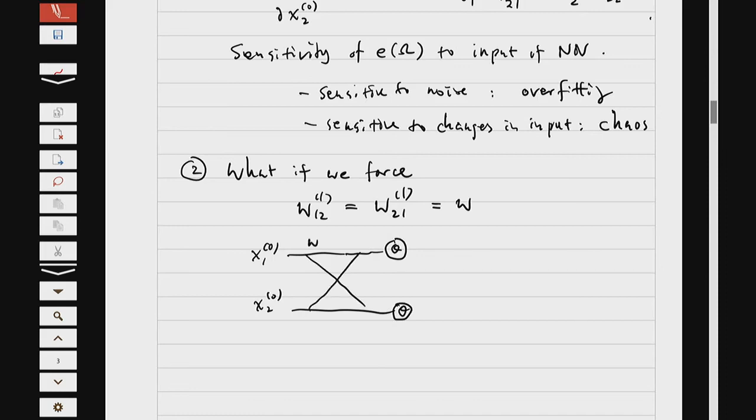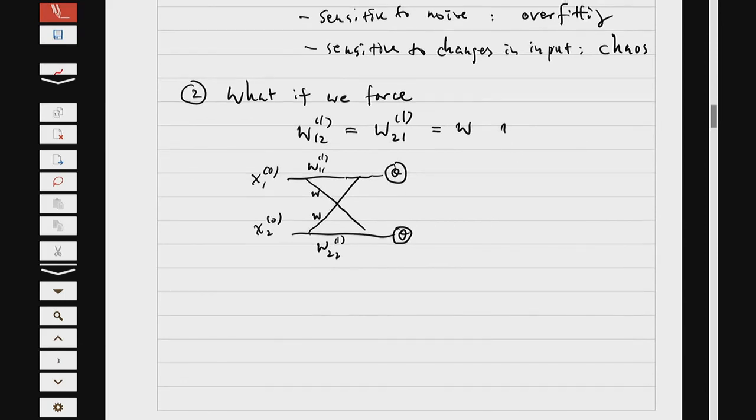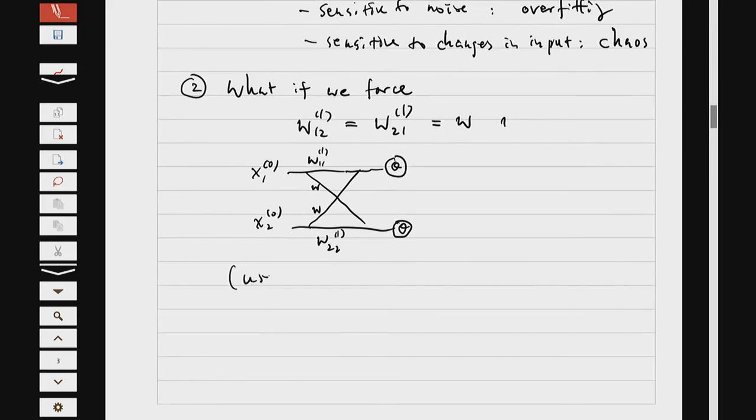The first weight there is W11 of 1, which is unchanged. But W12, which we now call W, is the same as the other one, W21. And then W22 remains unchanged, like that. Very often, in more powerful neural networks, we require something like this. So what do we do in this case? Again, this is useful for, for example, convolutional neural networks.